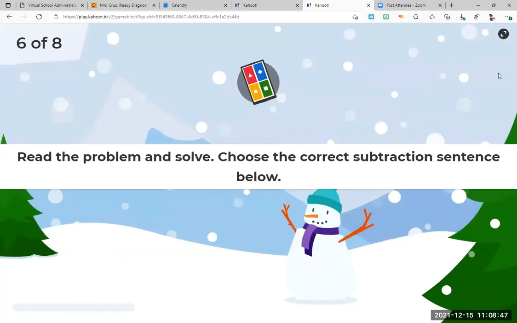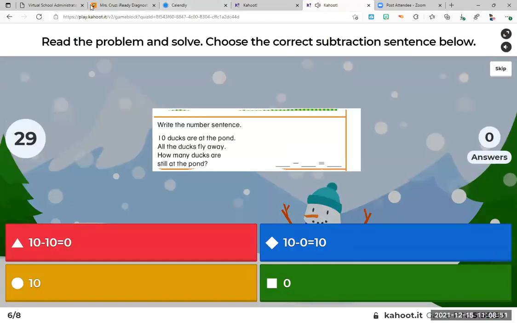Only 3 more questions. Choose the correct subtraction sentence. Let's read it first. 10 ducks are at the pond. All the ducks fly away. How many ducks are still there? There were 10 ducks at the pond. They all flew away. How many are left?